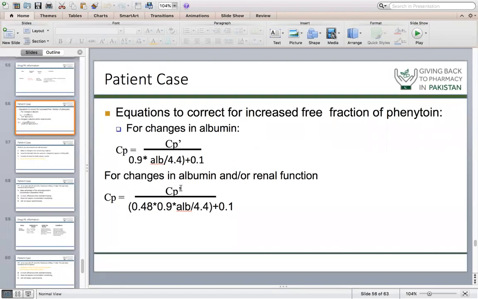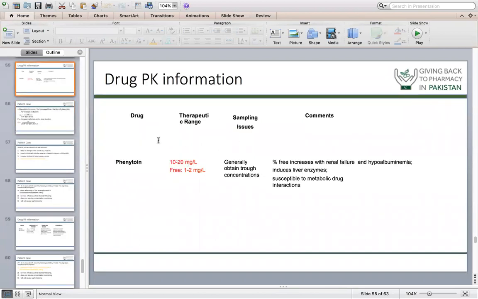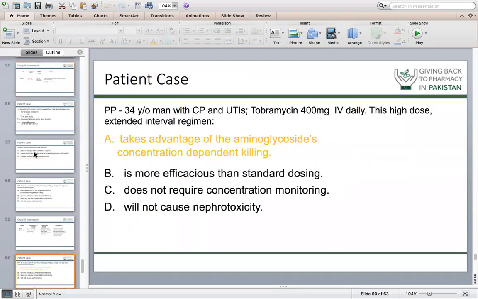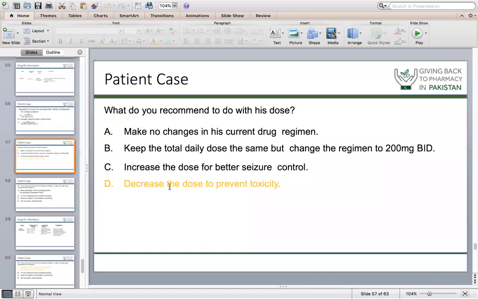What was the estimated plasma concentration for this patient? Once we substitute this value, because this patient has hypoalbuminemia and also renal dysfunction, we need to see what the adjusted plasma concentration is. Once we substitute the values in this equation, we'll get 27 milligram per liter, which is much above the therapeutic range. So what will be the right answer? We need to decrease the dose.